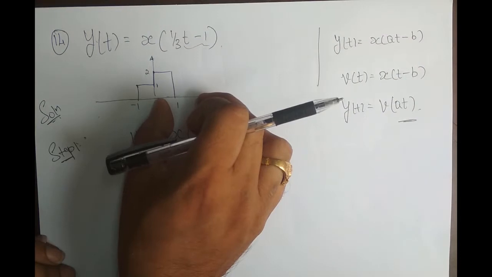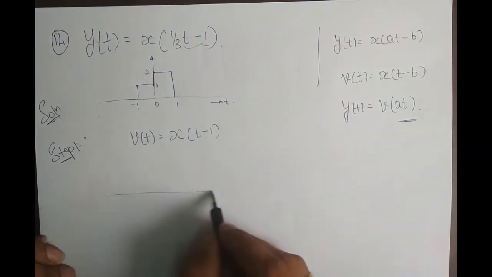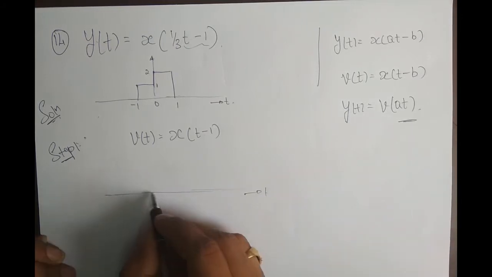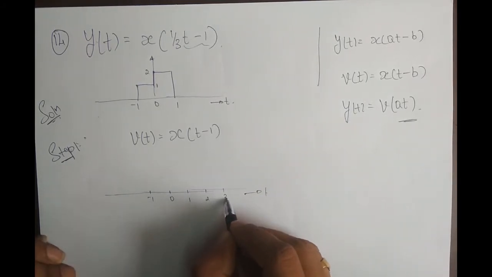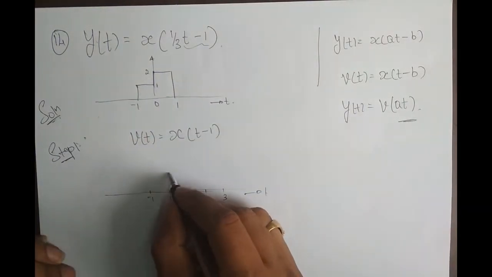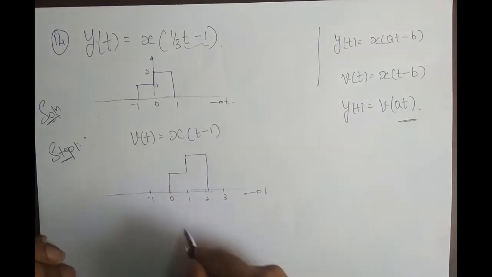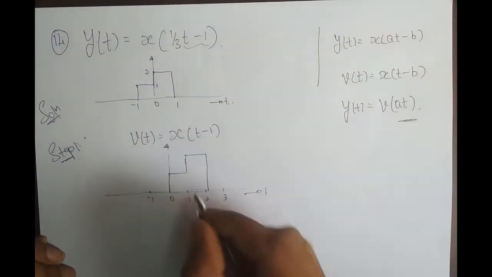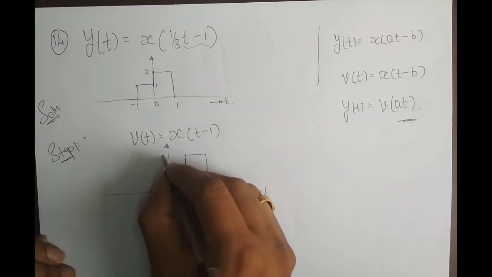This entire signal is shifted right one time, because it is minus, I have to shift it right. How many times I need to shift it right? One time. So this is minus 1, 0, 1, 2, 3. So this entire signal shifts right. So start from 0 and ends at 2, right? So this is the value at t is equal to 0, right? Amplitude is 1, amplitude is 2.